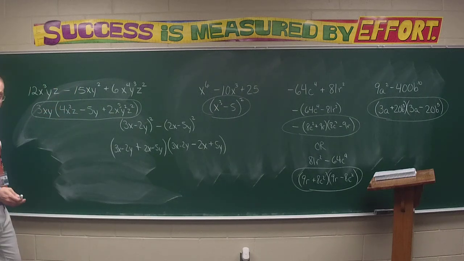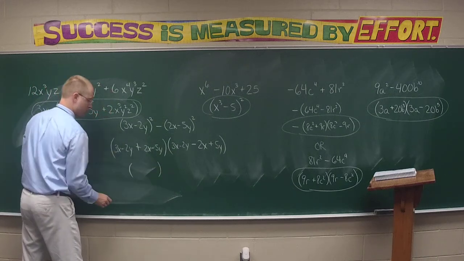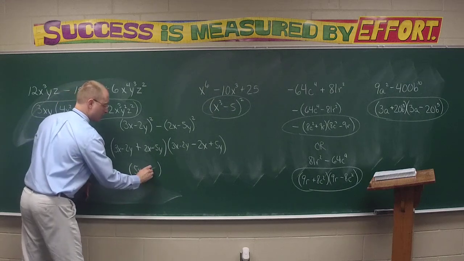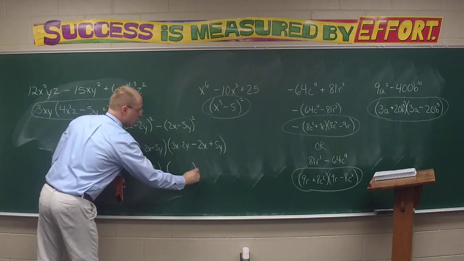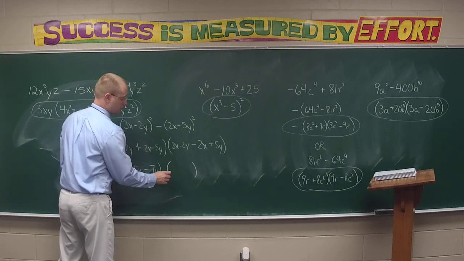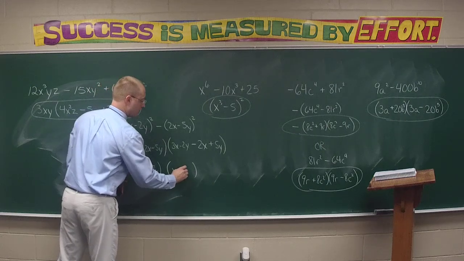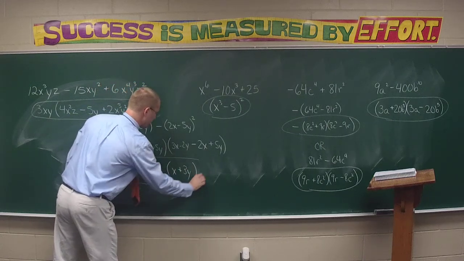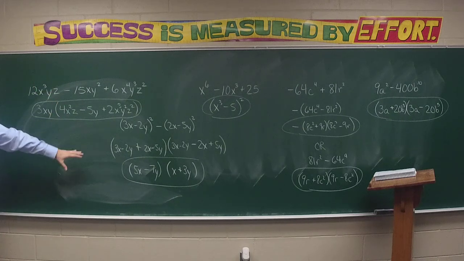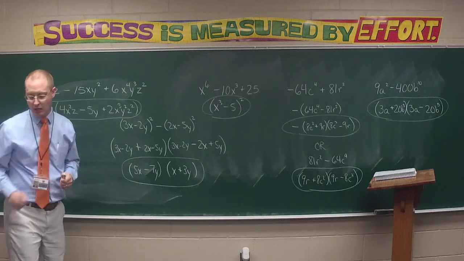From here, we just need to combine some like terms, Kendall. 5x negative 7y, and then 5x, no, 1x positive 3y. And there's that. How many got this for the last one? And we'll get all the way to the end and finish it correctly. Good, several of you. Questions on that last one? Questions on that? Any questions on the factoring we've covered so far?